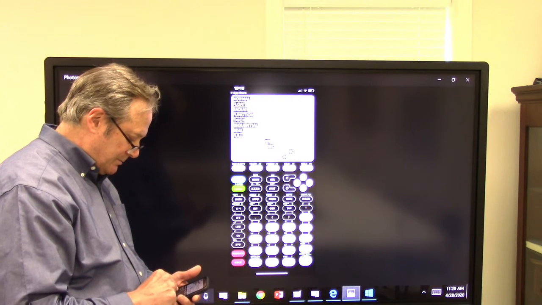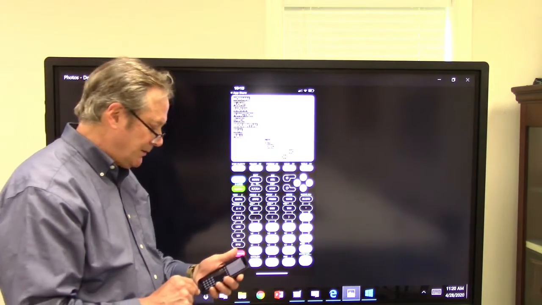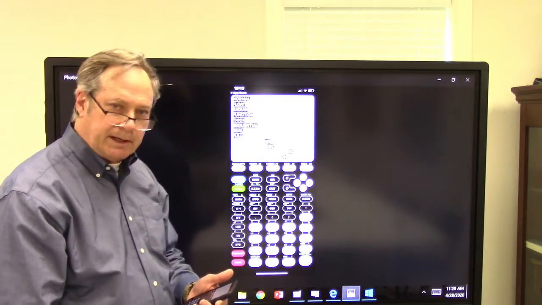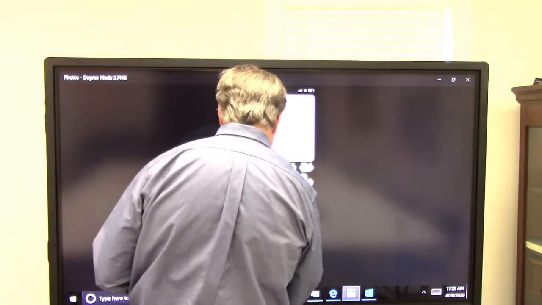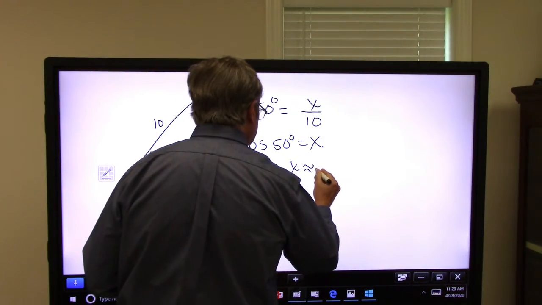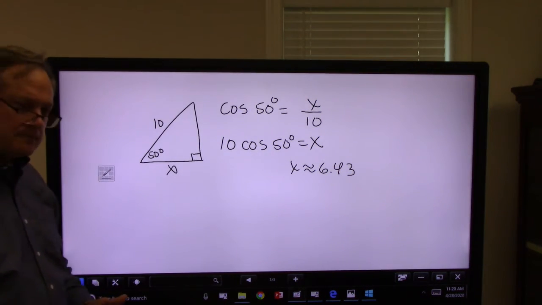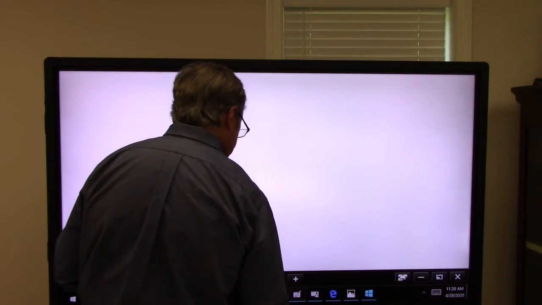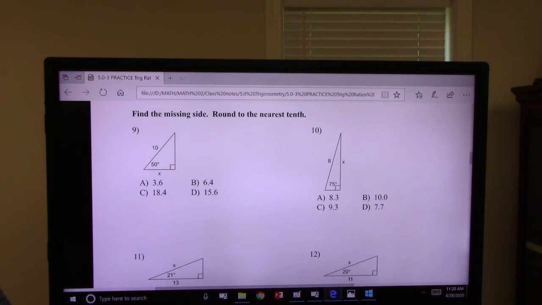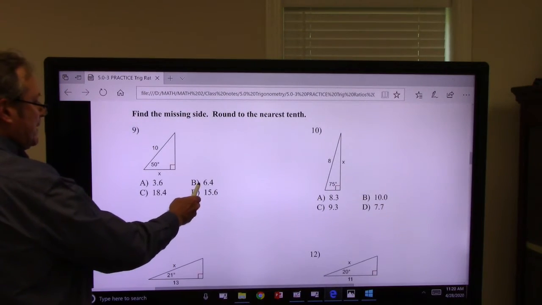All right, so going back to my screen, 10 times cosine 50 is 6.43, rounded off. So we'd say x is approximately 6.43. All right, let's go on to the next problem here. I want to do 9 and 10 right here. 6.43, that was answer B, all right?